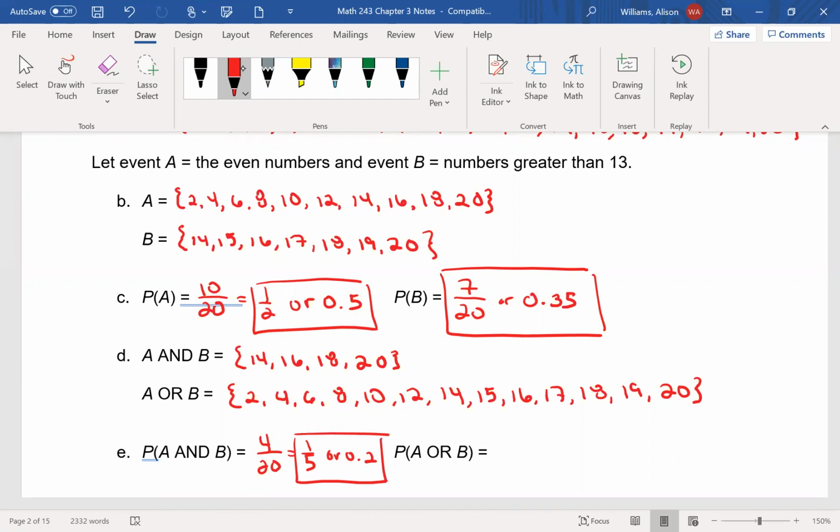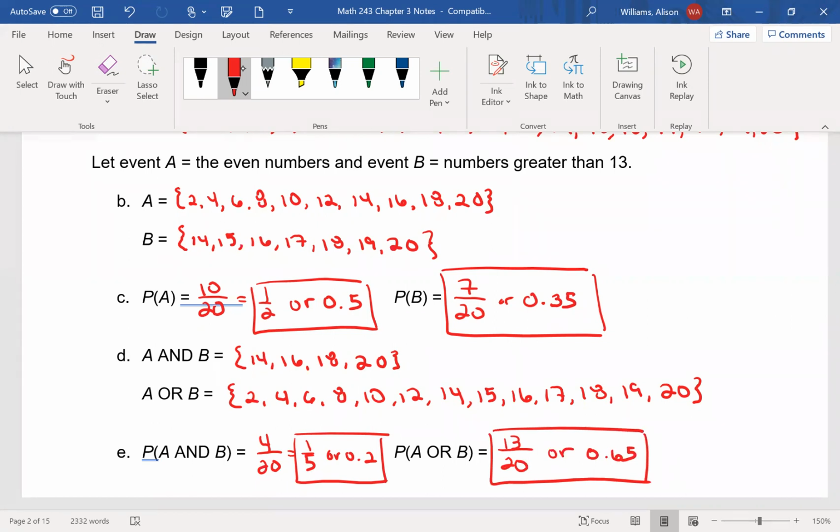Or let's see, 1, 2, 3, 4, 5, 6, 7, 8, 9, 10, 11, 12, 13 out of 20, which would be 0.65 if I write it as a decimal. You don't have to, though. I'm just going to write them down every time so that you know they're the same.